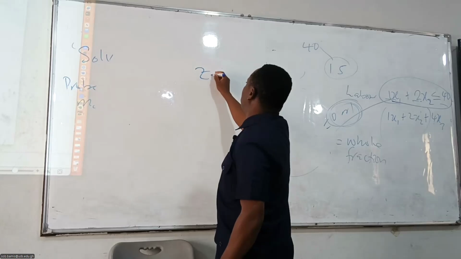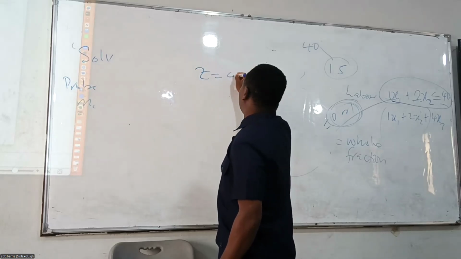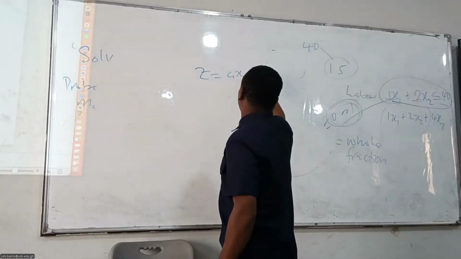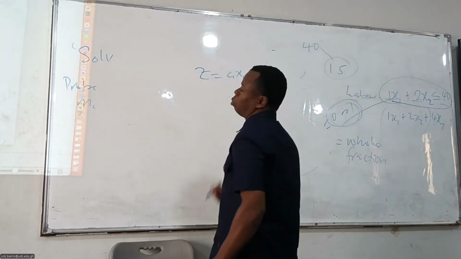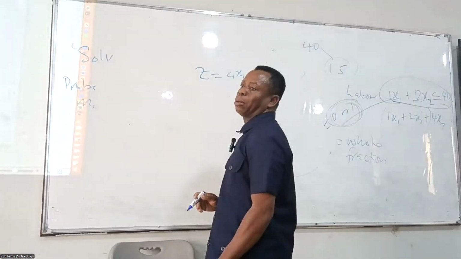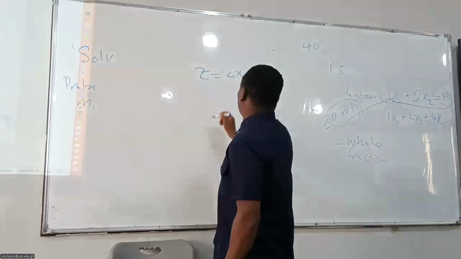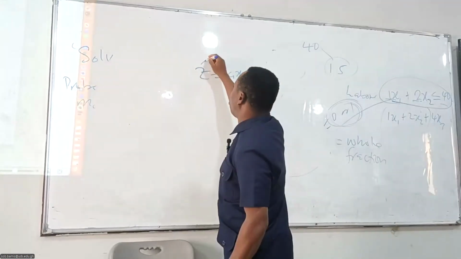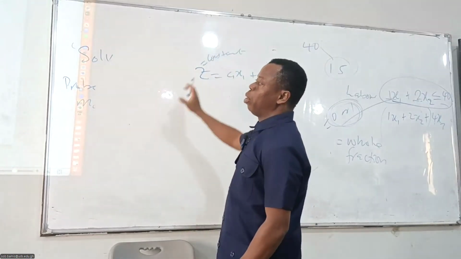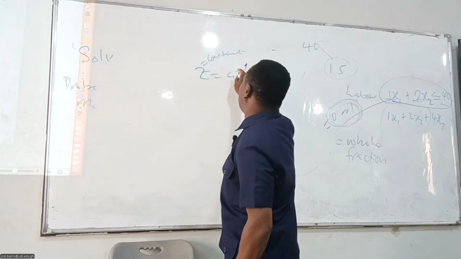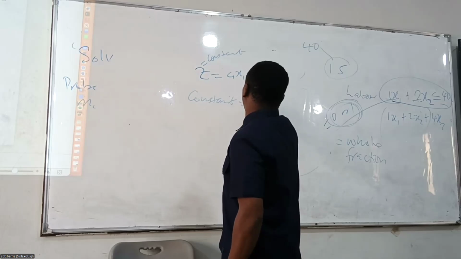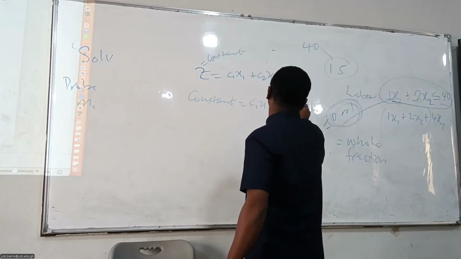Or we can say this is equal to simply C1 X1 plus C2 X2. This is what we also call the isoprofit line. So this C is simply a constant. So in place of this, we can then say that constant is equal to C1 X1 plus C2 X2.